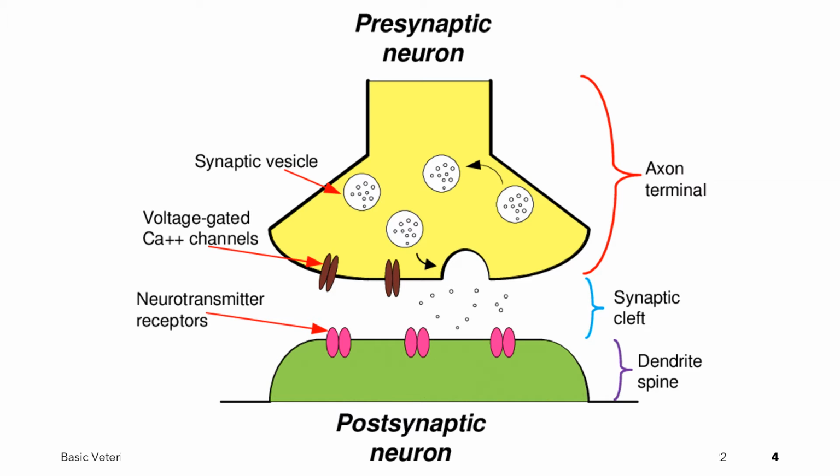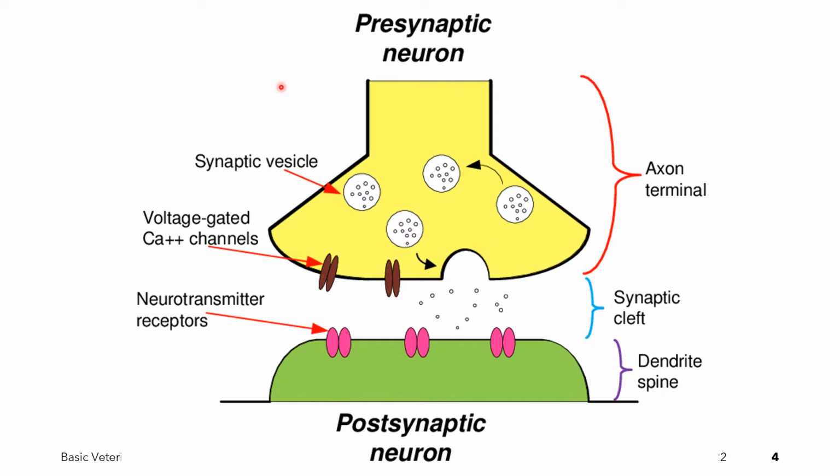So this is another diagram showing the location where the neurotransmitters are located. We have here the synaptic vesicle. It contains within it the neurotransmitter. So this is the presynaptic neuron, and this is the postsynaptic neuron. This is the synaptic cleft.